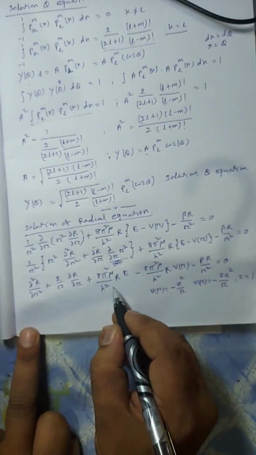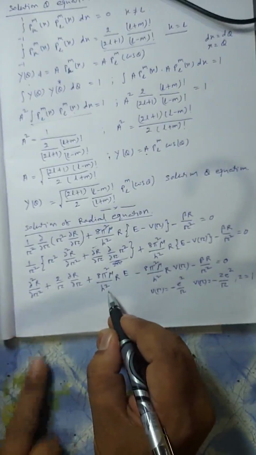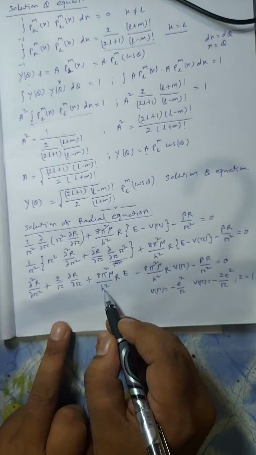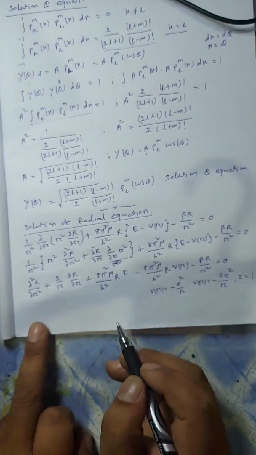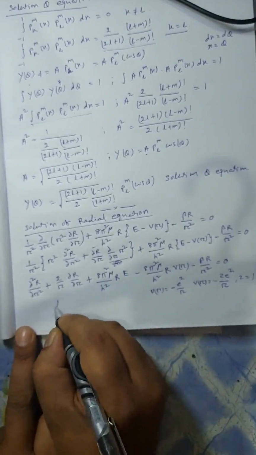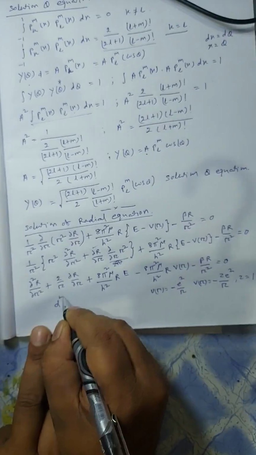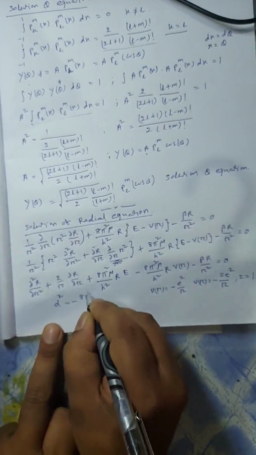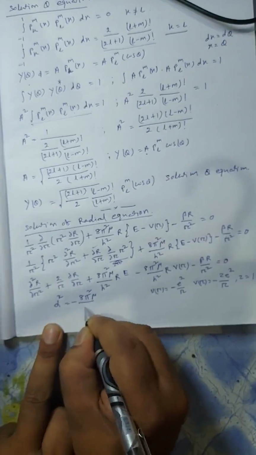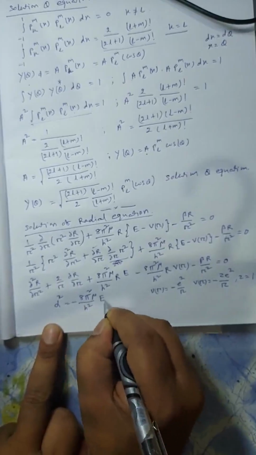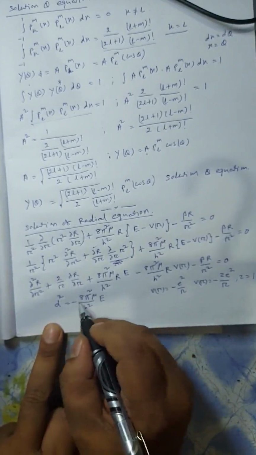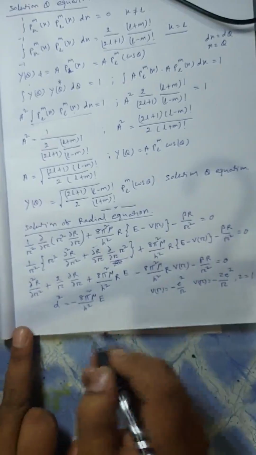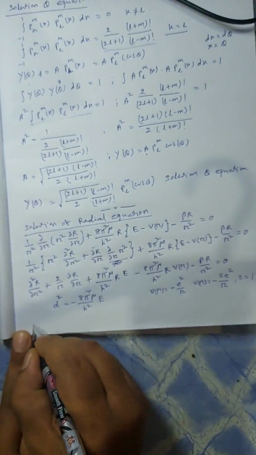Now here also we take this one as alpha. 8 pi square mu by h square E is considered as alpha. Alpha square is equal to minus 8 pi square mu by h square E. This is called alpha square, 8 pi square mu by h square whole E. Then if I substitute this value, what do we get?